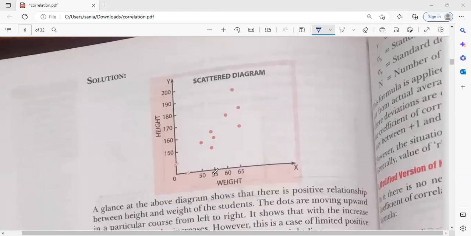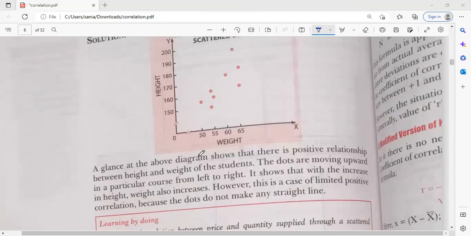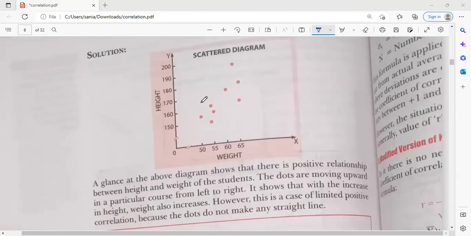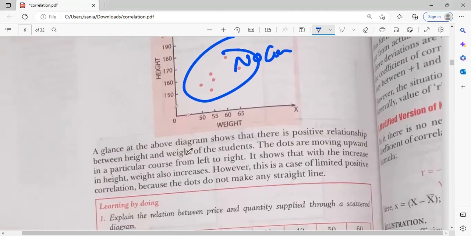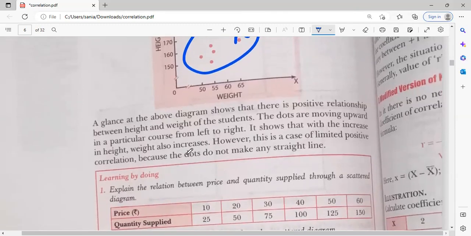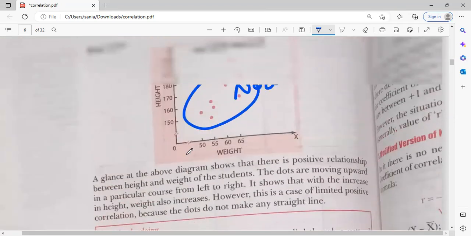Okay, see over here 50, 55, 60, 65, right? So there is no correlation. I hope you can see it, right? Yeah, ma'am. But the textbook says positive. It's basically going up, down, not even a straight line. So there is no correlation. Clear? Yes? No? Okay. Now this one you will do.